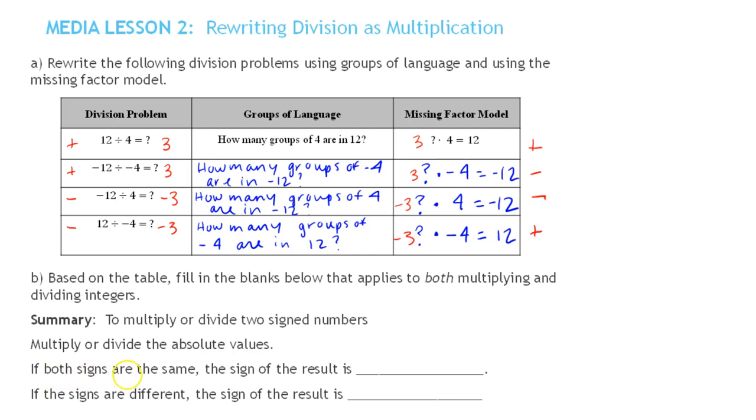If both signs are the same, the sign of the result is, as we saw, positive. And if the signs are different, the sign of the result is, as we saw here, negative. So now we have a general strategy for multiplying and dividing signed numbers.